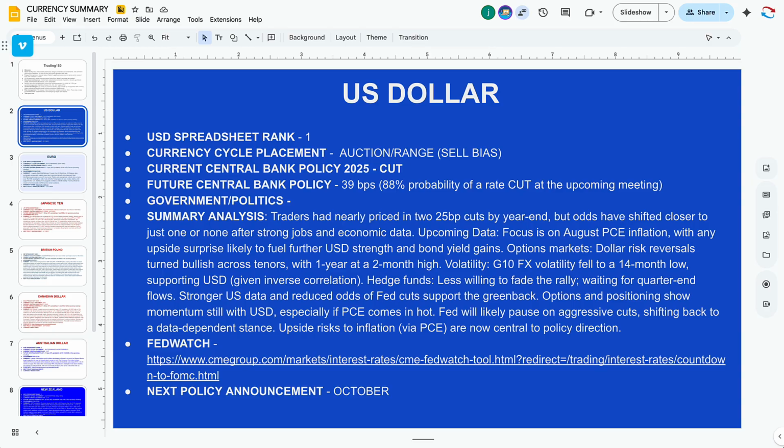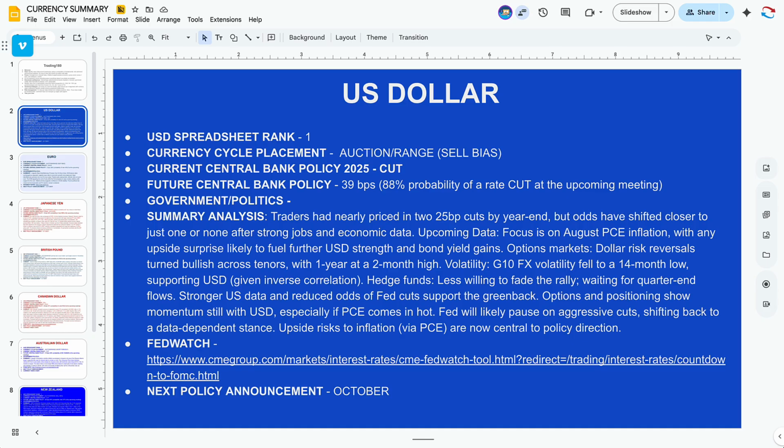So volatility, actually, in the options markets, the dollar risk reversal turned bullish across tenors, with the 1 year at a 2 month high, for those of you who look at options. So that's quite bullish for the dollar. G10 FX volatility fell to a 14-month low, supporting the US dollar, giving inverse correlation. Hedge funds are less willing to fade the rally, waiting for quarter end flows, and stronger US data and reduced odds of Fed cuts support the greenback.